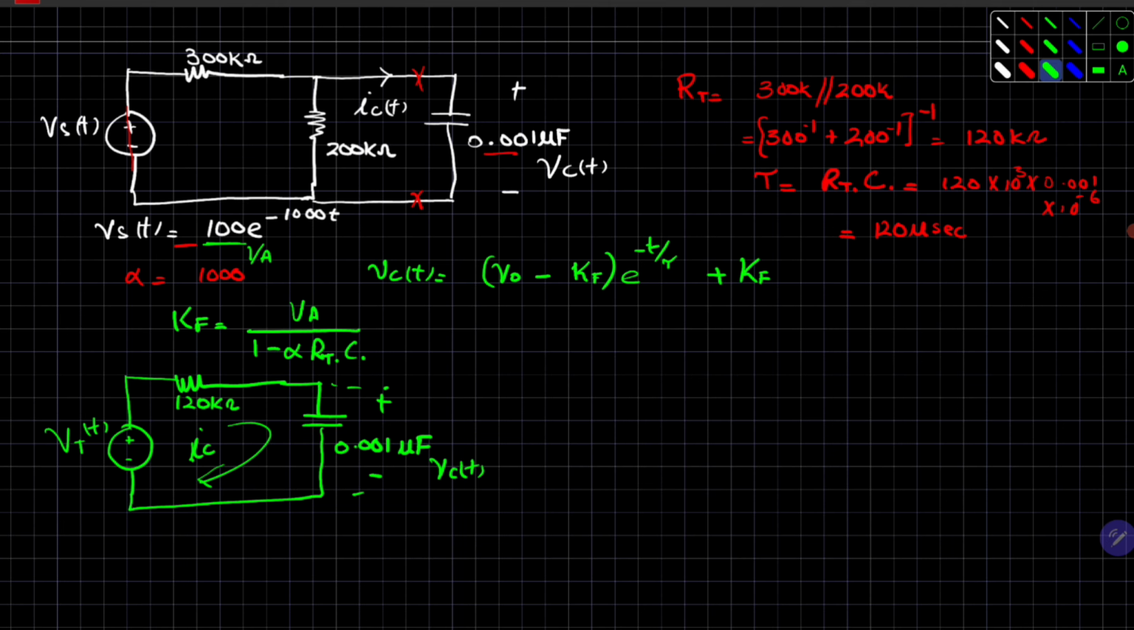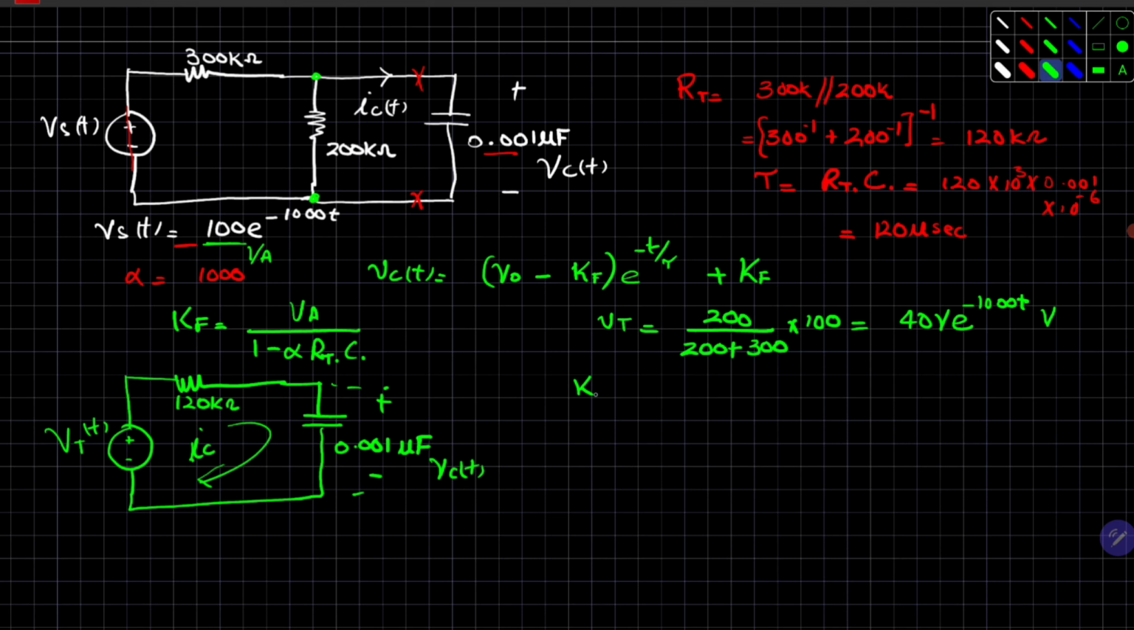To evaluate the value of V Thevenin, we have V Thevenin equal to the voltage across this resistor. So you have 200 divided by 200 plus 300 multiplied by 100 volts. That will be equal to 40 volts, times e raised to power minus 1000 t. This is the complete voltage equation.